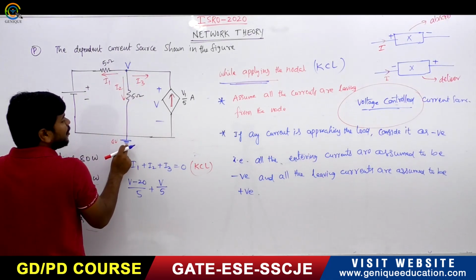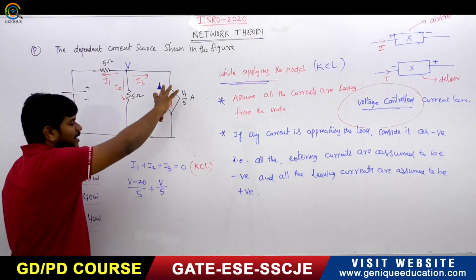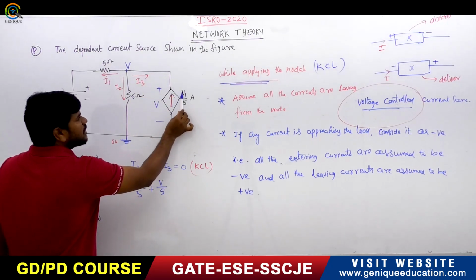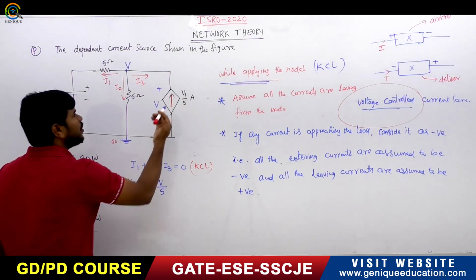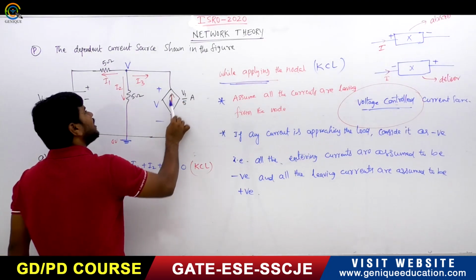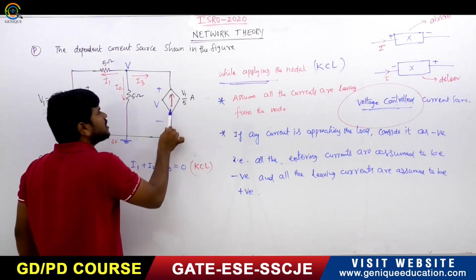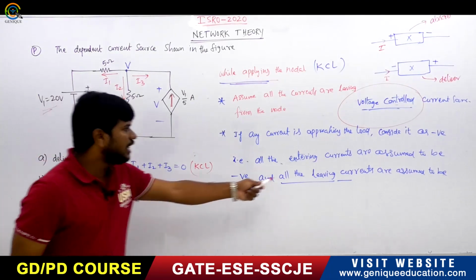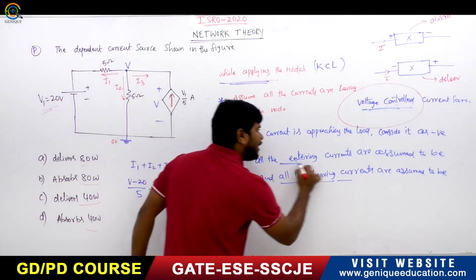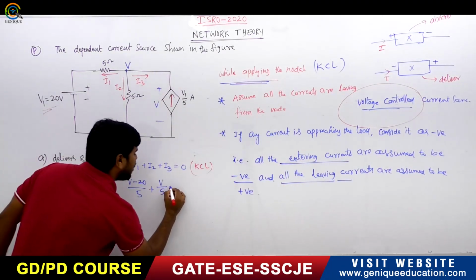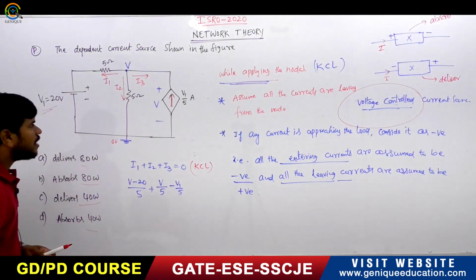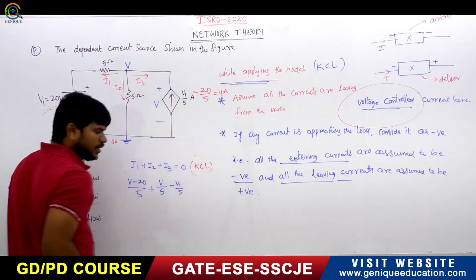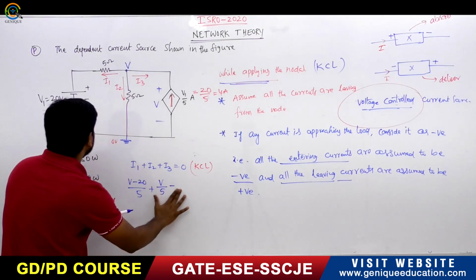Plus what about this? V minus 0, but there is no resistor, so you cannot write it in terms of a resistor. It is a current source only. What is this I3? It is V1 by 5, but it is opposite, so you have to take the negative direction. The current is approaching this terminal, so I have to take it as negative, since all leaving currents are assumed positive and all entering currents negative. So I take minus V1 by 5. What is V1? V1 is 20 divided by 5, which equals 4 amperes. So V1 by 5 is 4 amperes.